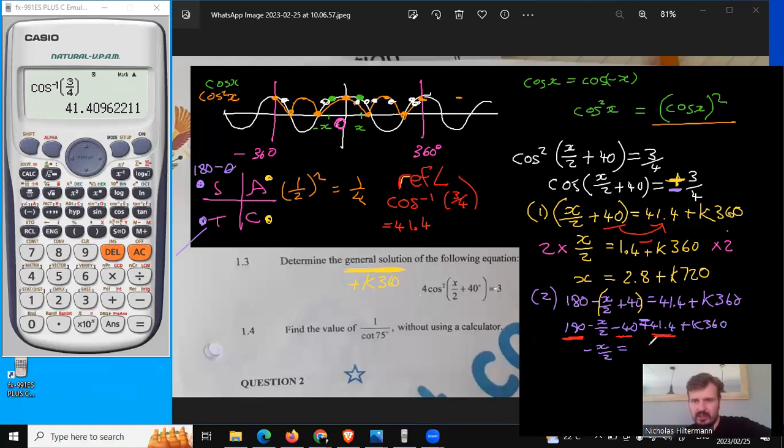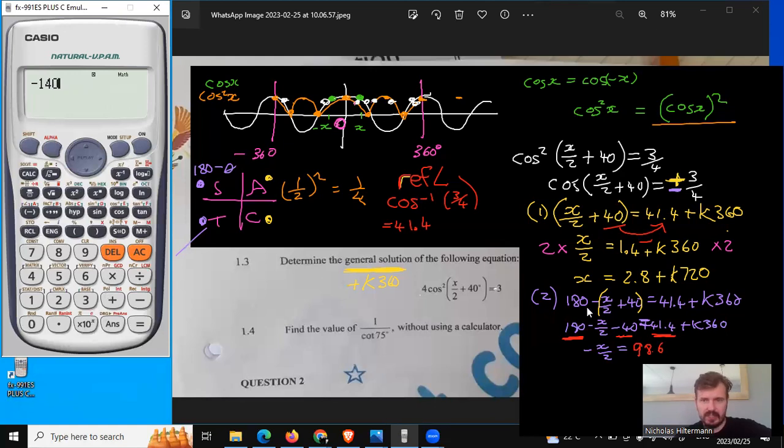You know, those can all be added up. So 180 minus 40 is 140. But when it jumps to the other side, it becomes minus 140. So minus 140 plus 41.4 is going to be probably 98.6, let me just put that in my calculator. I don't want to make careless errors. So minus 140.